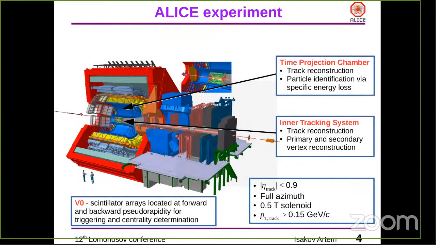This can be done with the ALICE detector, which you can see on this slide. It consists of a central barrel and the muon arm. Detectors inside of the central barrel are placed inside of a half-Tesla magnetic field. For tracking, we are using the time projection chamber and the inner tracking system. For triggering, we are using V0 scintillator arrays, which are located at forward and backward pseudorapidity. For our track selection, we have charged tracks with pseudorapidity constrained to plus minus 0.9 and full azimuthal range.